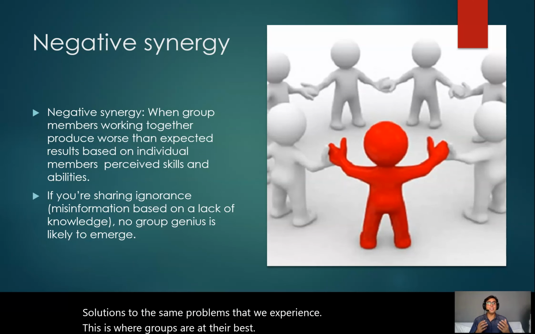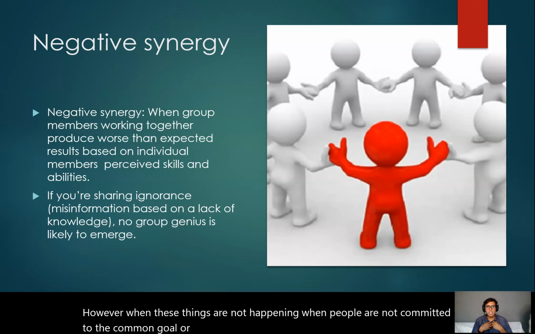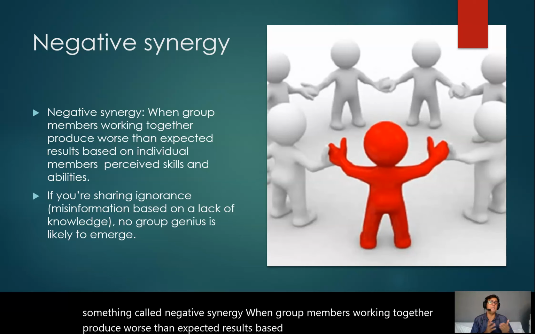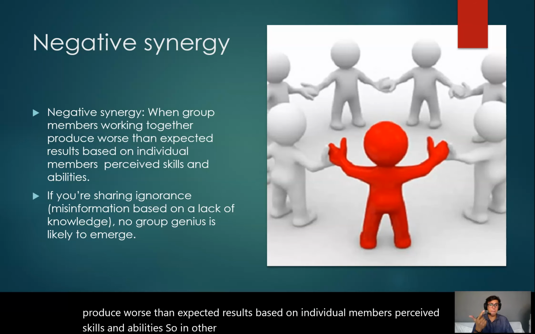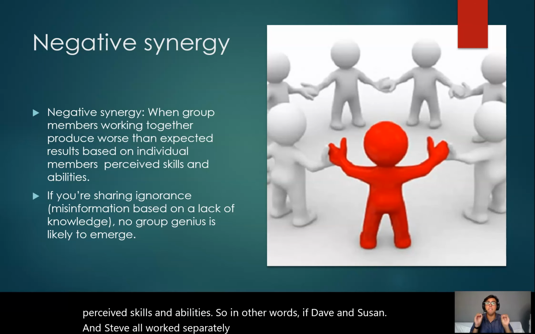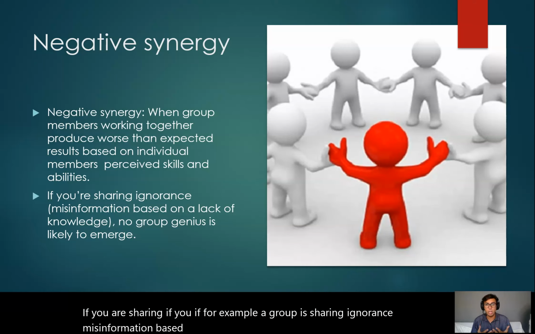This is where groups are at their best. However, when people are not committed to the common goal, or people are not participating equally, this can create something called negative synergy, when group members working together produce worse than expected results based on individual members' perceived skills and abilities. In other words, if Dave and Susan and Steve all worked separately, they would be able to achieve more than if the group was together. If a group is sharing ignorance or misinformation based on a lack of knowledge, then no group genius is likely to emerge, and no synergy is going to take place.